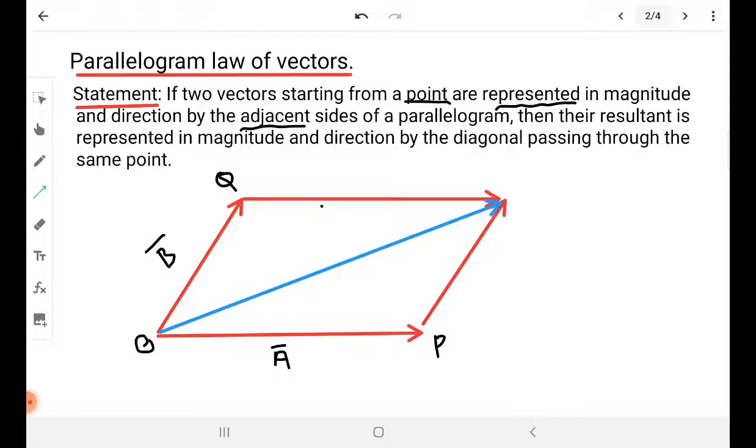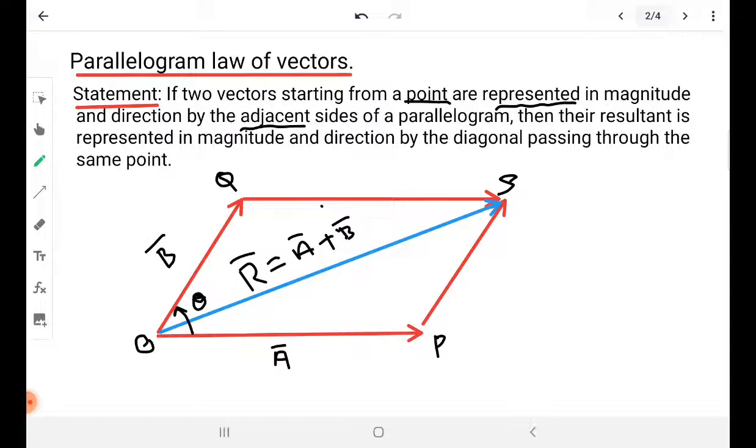So from the same point, if we draw a diagonal, this diagonal represents the resultant both in magnitude and in direction. So first of all, to derive the resultant, which is given by R bar, R bar is equal to A bar plus B bar. In the diagram, OP is a vector A bar, OQ is a vector B bar, and QS is parallel to OP, PS is parallel to B bar. And let theta be the angle between the two vectors A bar and B bar.